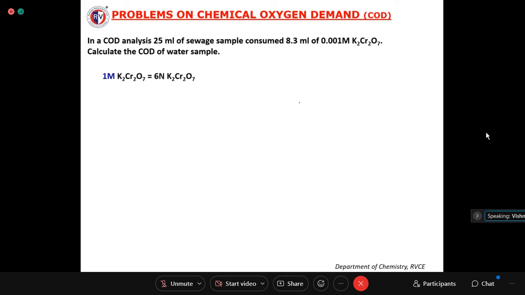You can see 0.001 molar K2Cr2O7. But during the calculation, generally we express in normality: 1000 ml of one normal FAS is equal to 8 gram of oxygen. We will solve the problem like that. But unfortunately, I have given molarity, not normality. That's why 1 molar K2Cr2O7 is equal to 6 normal K2Cr2O7. Why is it so? Can anybody explain why it is so?